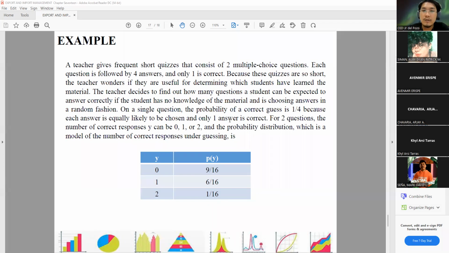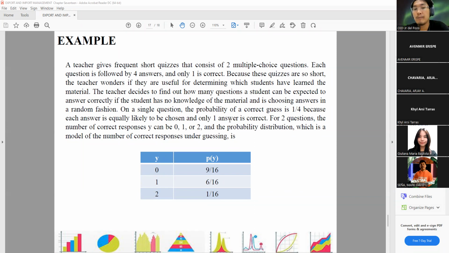Kasi kung mapapansin nyo, dahil nga ang kanyang value, the chances of getting a correct answer is only 1/4. So, ibig sabihin, mas mataas ang chances of failure. So, kaya, the chances of getting 0 correct answers out of the 2 questions is high, 9/16. Compare mo kung ma-perfect mo yung dalawang tanong, which is 1/16. Okay. Now, question: is this problem a probability function?